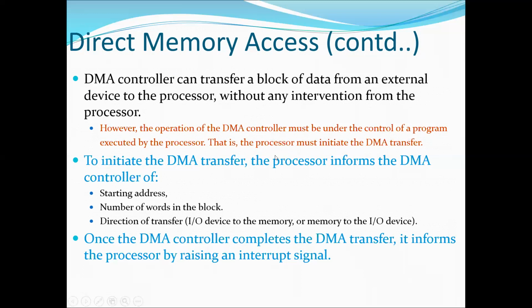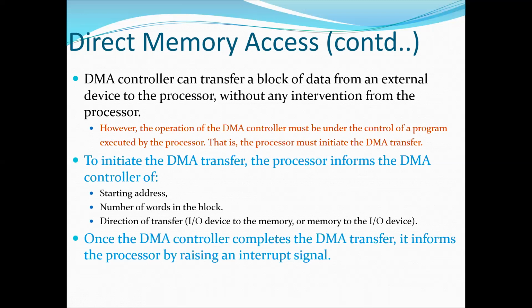So what information does the processor give? Three pieces of information are given to the DMA: the starting address, the number of words in the block, and the direction of transfer. Direction of transfer means either from IO to memory or memory to IO. So these three pieces of information are given by the processor to the DMA. The processor says from which address to start transferring, how many words or blocks are to be transferred, and whether the transfer is from IO to memory or memory to IO.